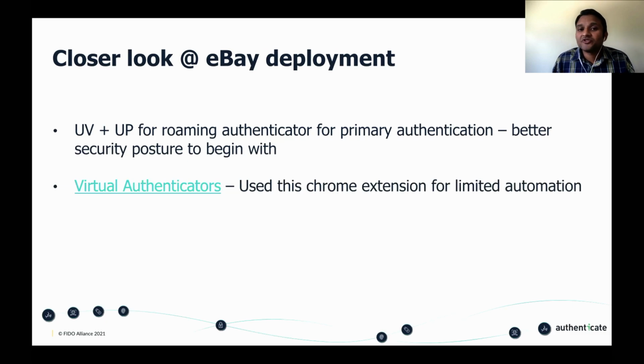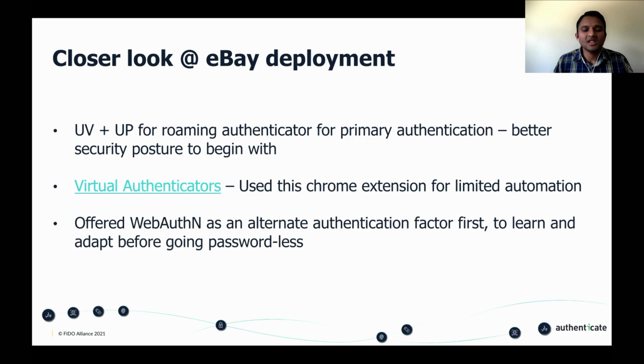We used the virtual authenticators Chrome extension to do limited automation. This has helped us gain some agility in our development cycle, but for most part, we are still struggling to get automation end to end to actually achieve higher velocity in our production deployments. We offered WebAuthn as an alternate authentication first. The idea was to let users learn about it, we get some feedback, and we adapt our products to make sure that we do not disrupt the system and understand how this can be offered as a passwordless solution.